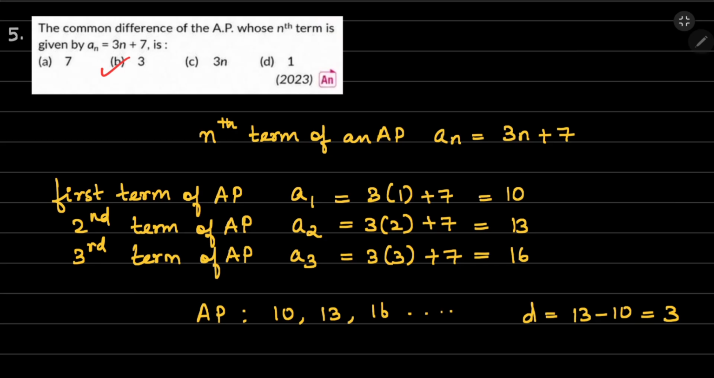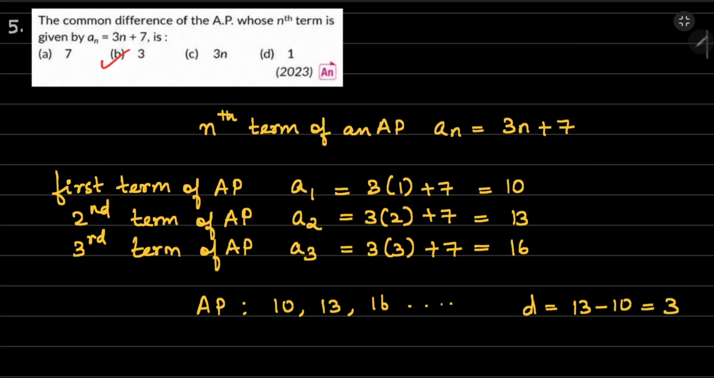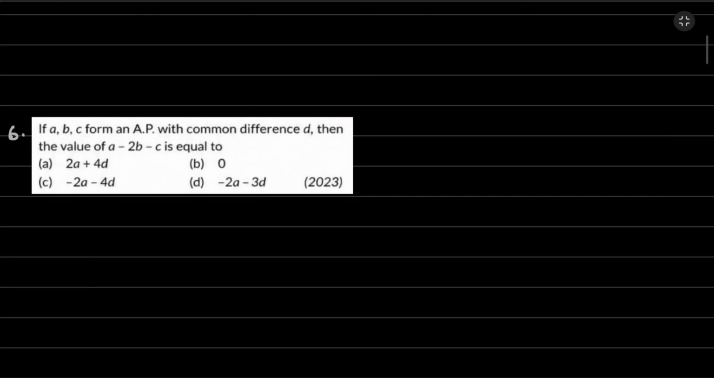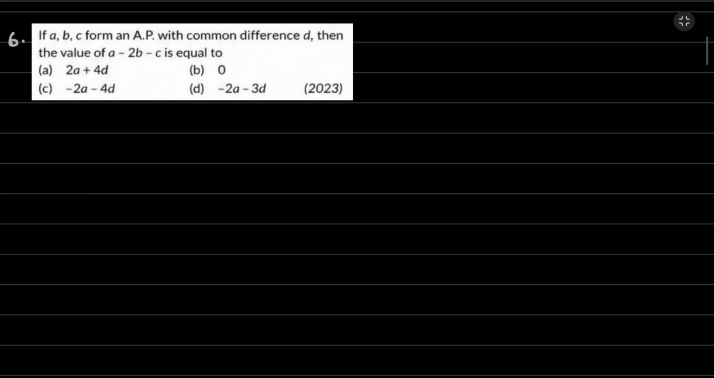So whenever you're given the nth term, make sure you are generating the first three terms by substituting the value of n as 1, 2, 3, 4. And any term can be calculated provided you're substituting that value in place of n. Let's move on to the sixth question. So these are all very important MCQs.